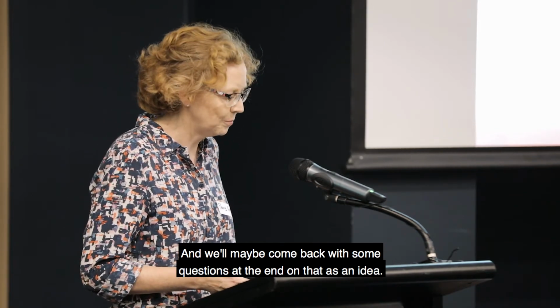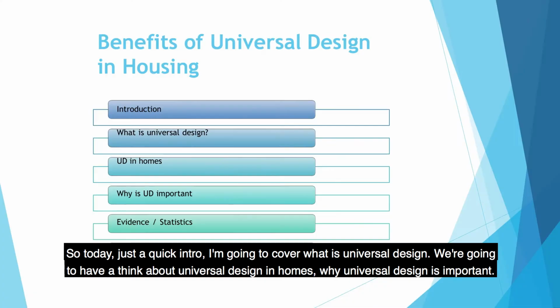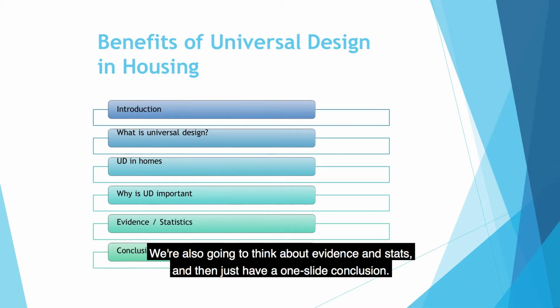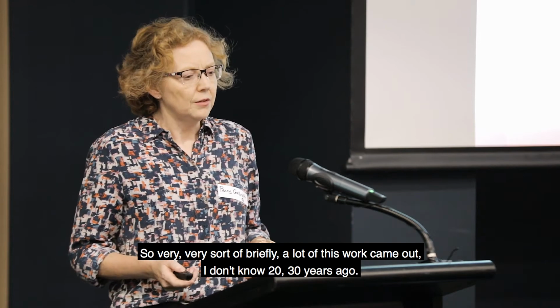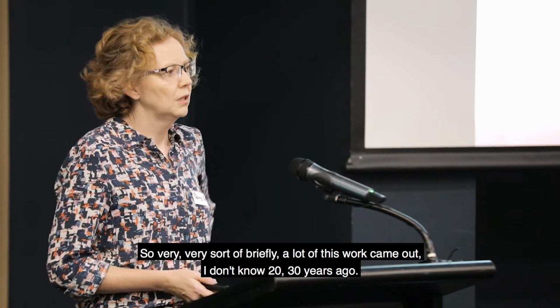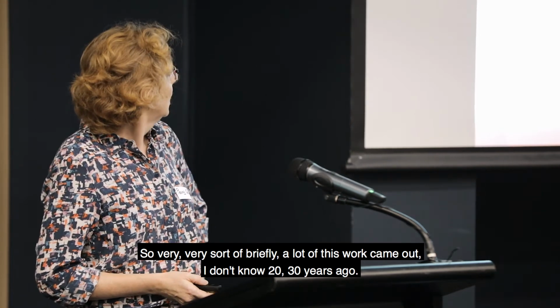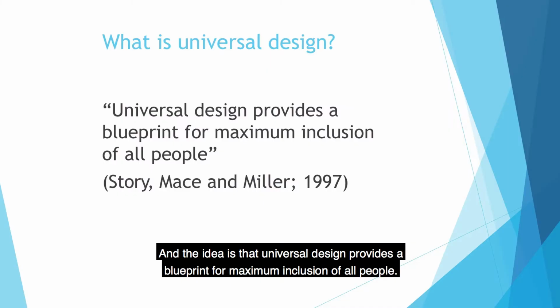So today, just a quick intro, I'm going to cover what is universal design. We're going to have a think about universal design in homes, why universal design is important. We're also going to think about evidence and stats, and then just have a one-slide conclusion. Very briefly, a lot of this work came out 20, 30 years ago, and the idea is that universal design provides a blueprint for maximum inclusion of all people.